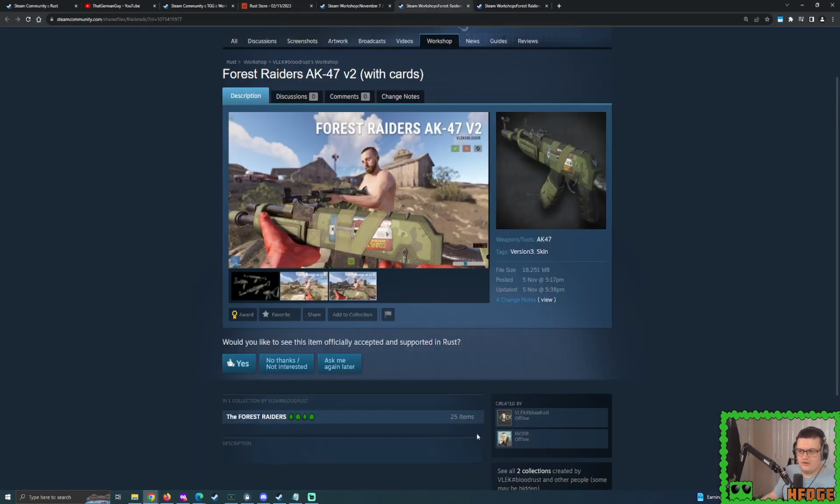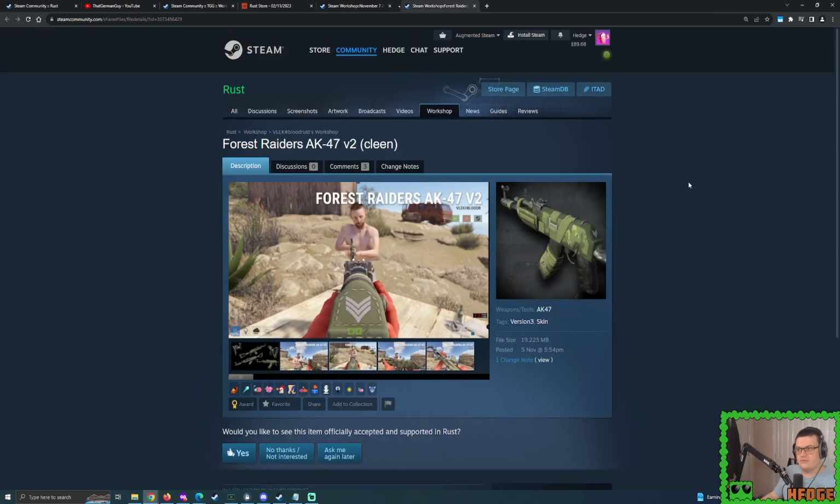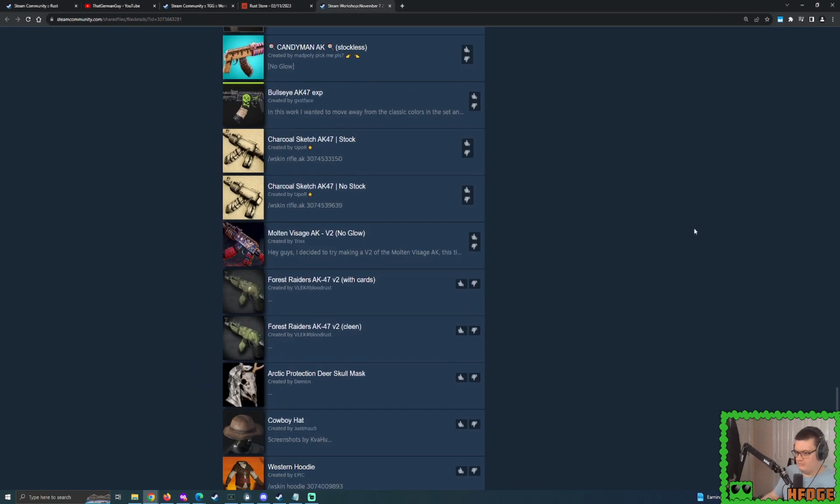So very cool, very nice. I don't envision the AK is going to cause it all to go up in price, but I can envision the AK would sell a lot. And by default, I can envision the Forest Raiders clothing and armour set will be going up in price by default. And with that, that was all the weapons and tools.